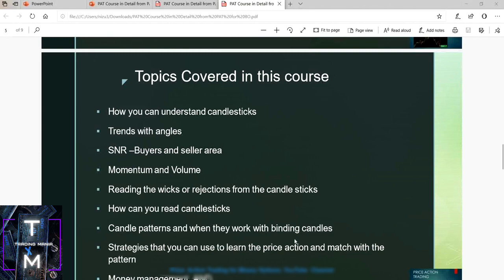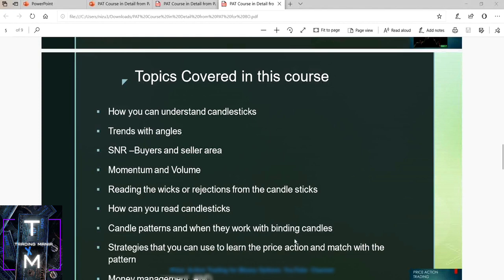What all things am I going to cover? First, how you can understand candlesticks: what a candlestick is and how you will understand it. There will be a part on trends with their angles and how to understand those angles. Surely there will be SNR, buyers and sellers areas, momentum and volume, which is very important, so in that part also I'll be focusing a lot. And reading the wicks, or rejections, from the candlesticks.